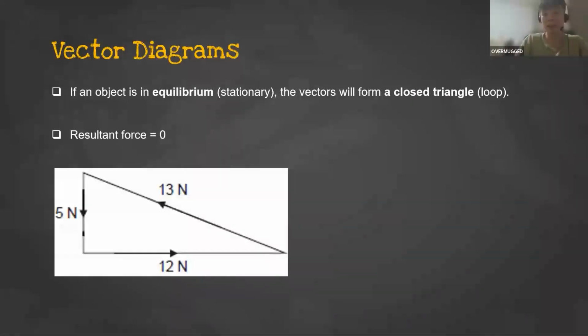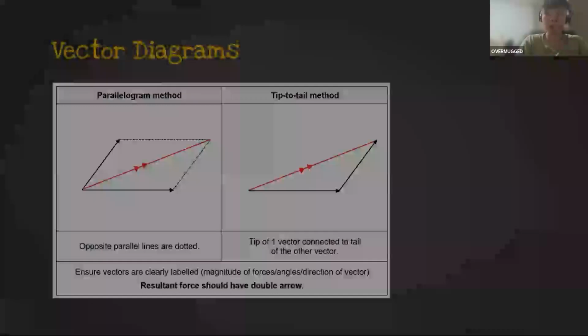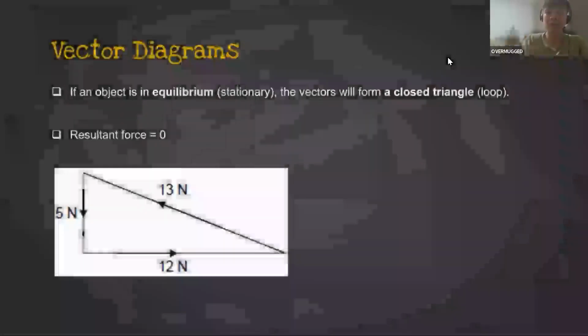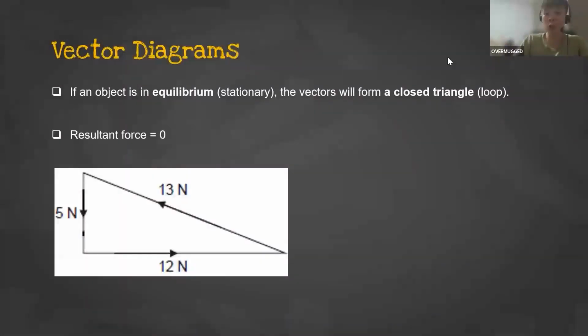There is another kind of vector diagram. On the previous slide, there was a vector diagram for resultant force. Then I have a vector diagram for an object in equilibrium. Equilibrium can be thought of as equal, so an object that is stationary. And the vectors will form a closed triangle as such. As you can see, the vectors form a closed triangle.